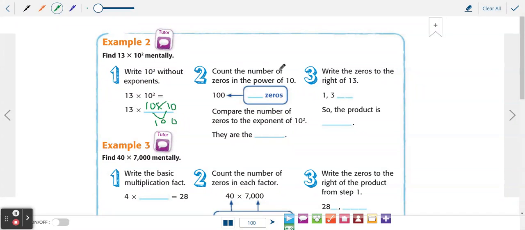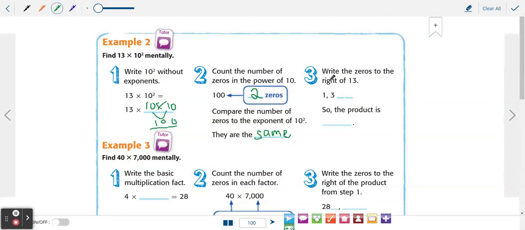Then we count the number of zeros in the power of 10. So that answer was 100, or even if you looked at it as 10 times 10, there are 2 zeros. Compare the number of zeros to the exponent. 10 squared equals 100, which has 2 zeros, so they are the same.